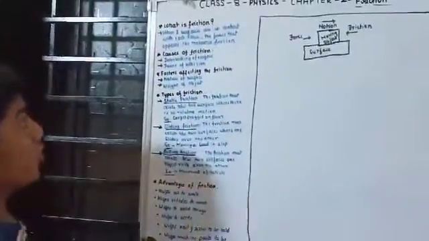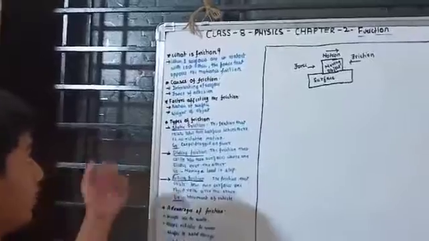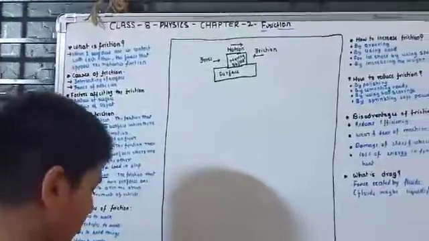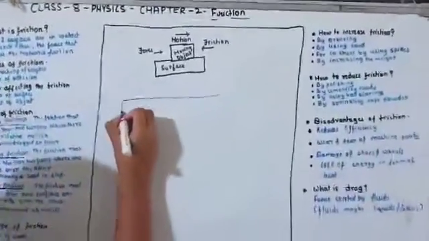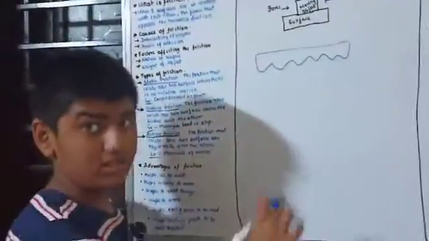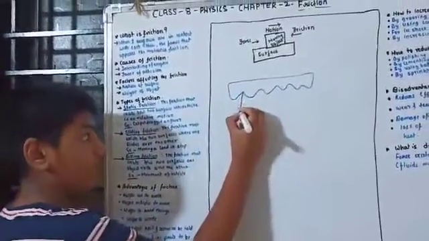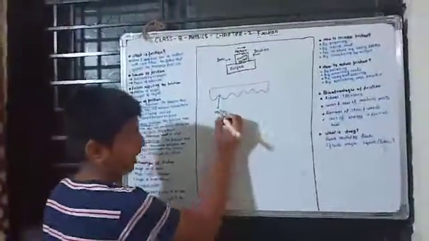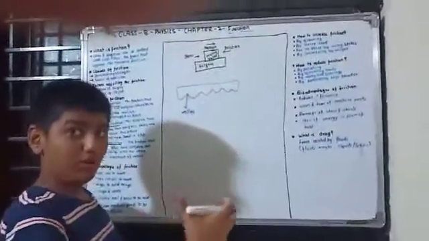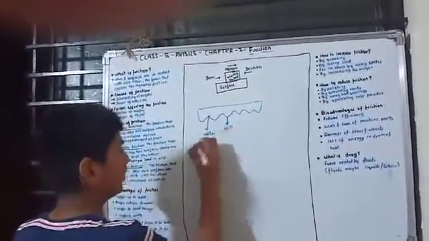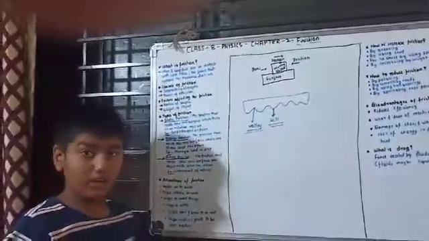Now friction is caused due to two things, that is interlocking of surfaces and force of adhesion. Now interlocking of surfaces. In a rough surface there are many irregularities. So here, the part which has gone inside is called a valley, and the part which has come forward is called a hill. These two are the irregularities present.